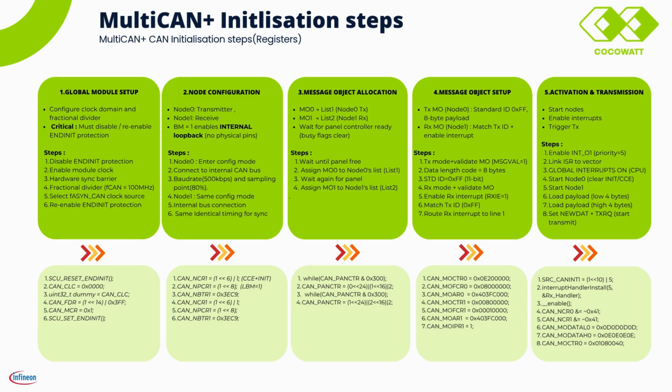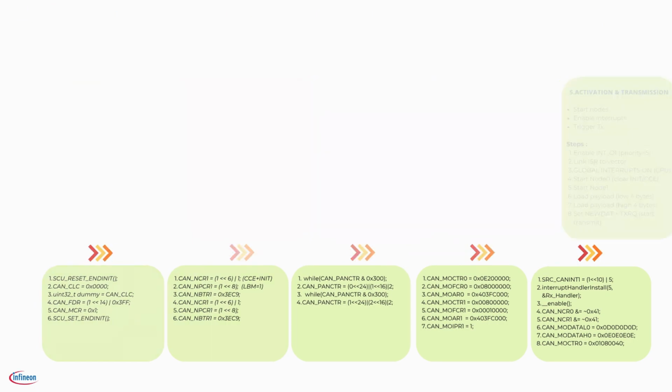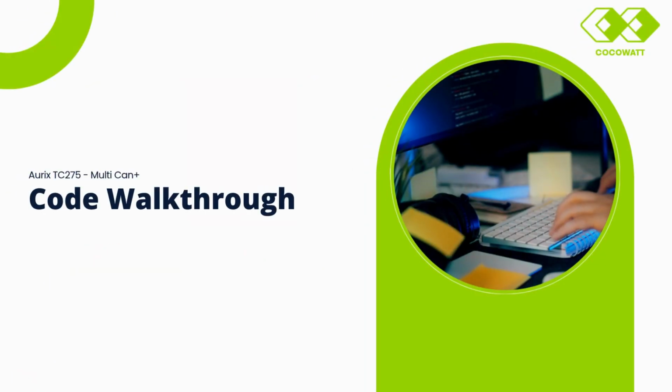Finally, activation and transmission. We start the nodes and trigger the transmission, enable interrupts linked to the ISR to the vector, turn on global interrupts and clear INIT and CCE to start node 0 and node 1. Load the payload, set new data and TXRQ to begin transmission. These steps ensure a robust setup of the MultiCAN Plus system.